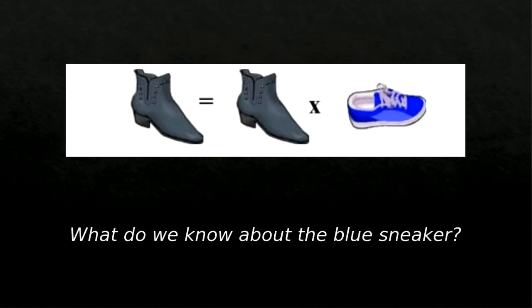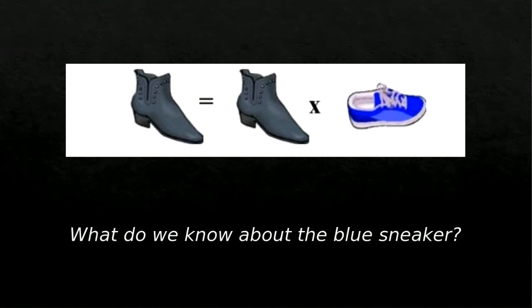Oh, this might help us with this blue sneaker. What do we see there? Ooh, the equal sign is on the other side. Remember, a balanced equation does not always have to have the equal sign on the right-hand side. Equal can also be on the left, like it is here. So I have a gray boot is the same as a gray boot times a blue shoe.